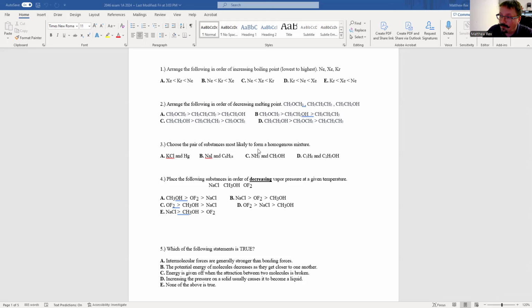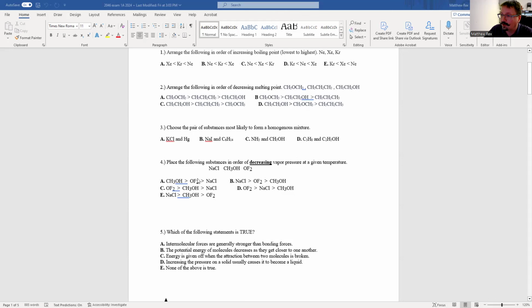For C, I have ammonia. We have a polar molecule with hydrogen bonding. We have methanol, another polar molecule with hydrogen bonding. So similar, both polar, both hydrogen bonding. That should be the miscible sample there. Those should be the ones that will form the homogeneous mixture. And then just to confirm with D, I have pentane, that's non-polar, and ethanol is polar, so not similar, so no homogeneous mixture there.